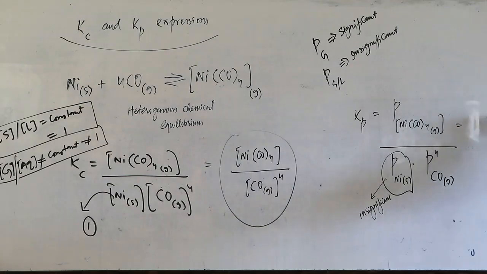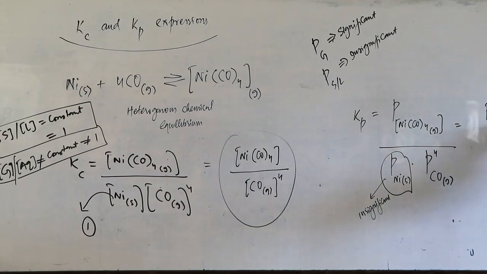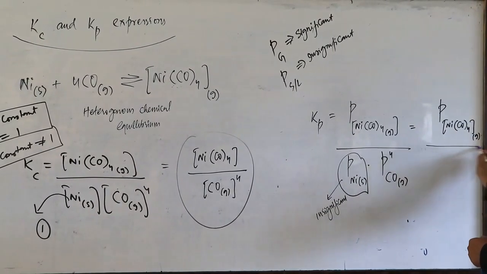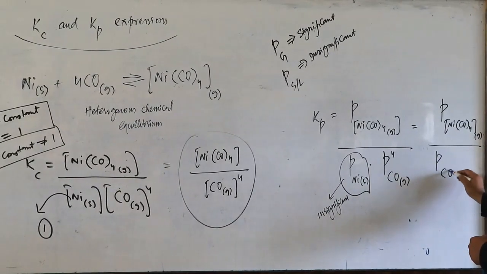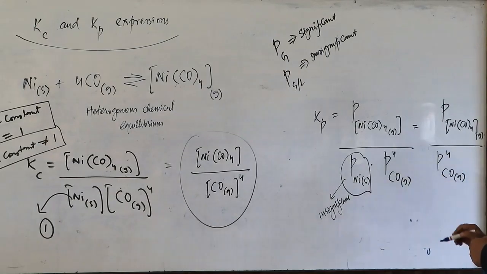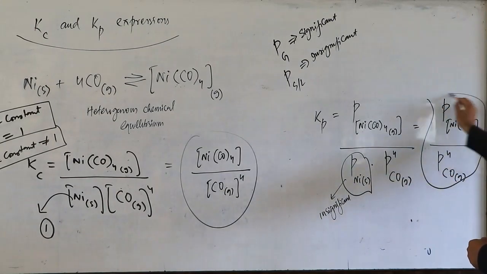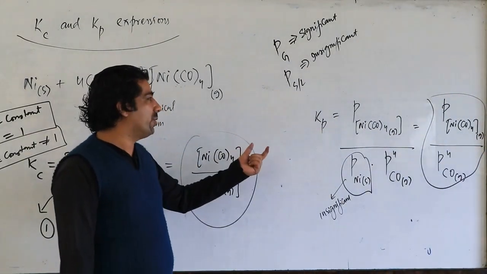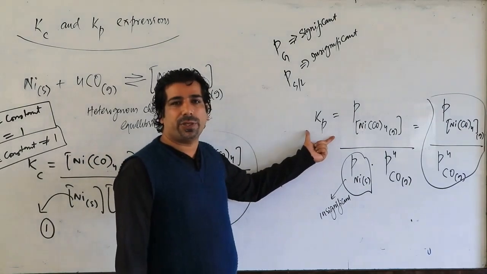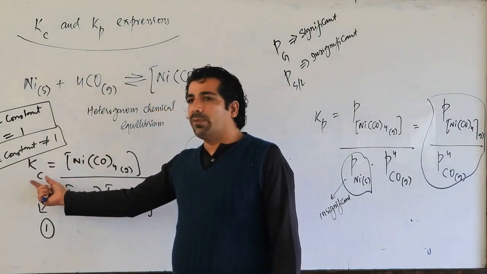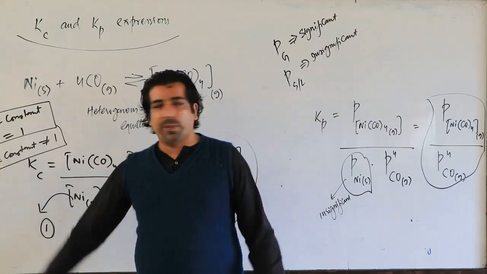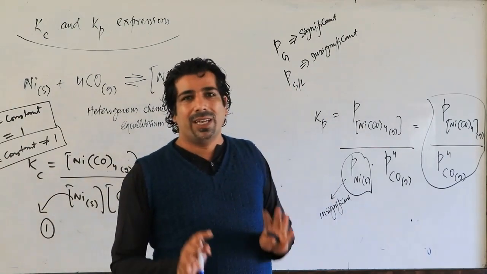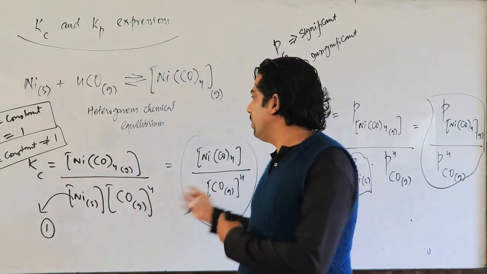So you will be getting partial pressure due to NiCO4, which is in a gaseous state, divided by partial pressure due to CO, which is also in a gaseous state, raised power 4. So this is your final expression for Kp, the equilibrium constant in terms of partial pressure. And this is the equilibrium constant in terms of molar concentration. These terms you have to remember. So you can write down Kc and Kp values for any chemical equation, my dear friends. Please make note of this.